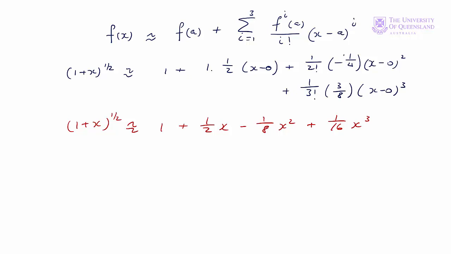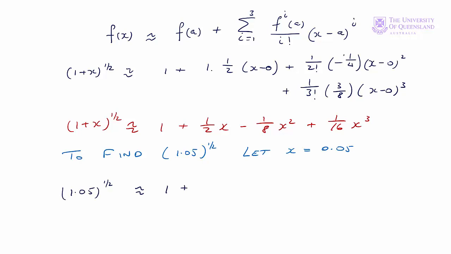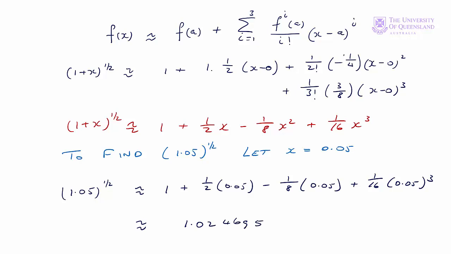We want to find the square root of 1.05. To do that, we let x equal 0.05. The square root of 1.05 is approximately equal to 1 plus, well, half of 0.05, minus 1/8 of 0.05 squared, plus 1/16 of 0.05 cubed. And so our approximate value is 1.02469553.